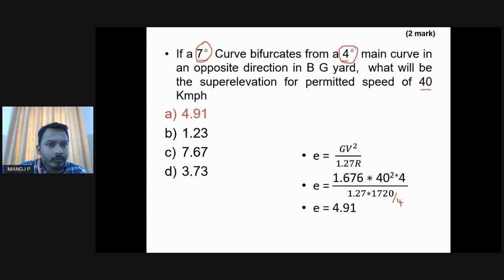Here this 7-degree curve bifurcates from a 4-degree main curve. The 7-degree curve is for the minor track. The main track is 4-degree, so we calculated for this 4-degree only. In order to confuse you, they will give you the bifurcated curve also. This is not required for calculation purposes. Only the one which you use for the main curve is required. So we get the answer as 4.91. Option A is correct.